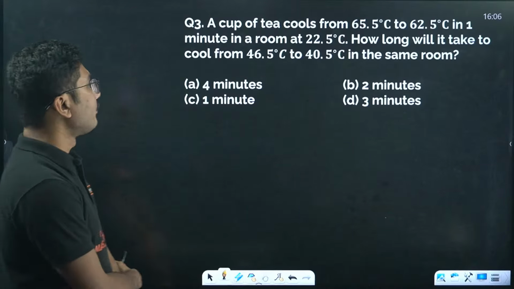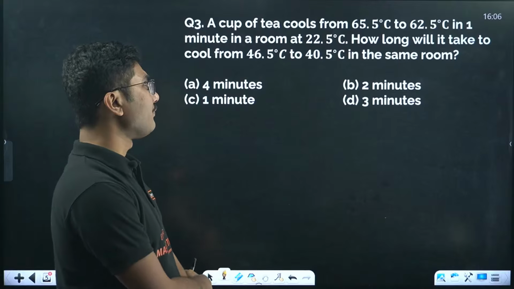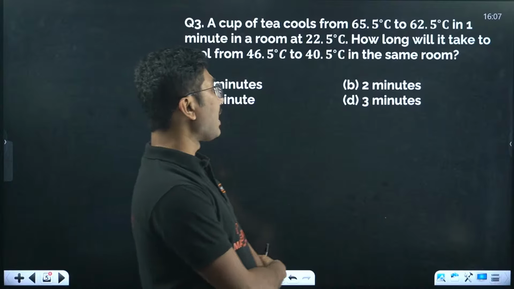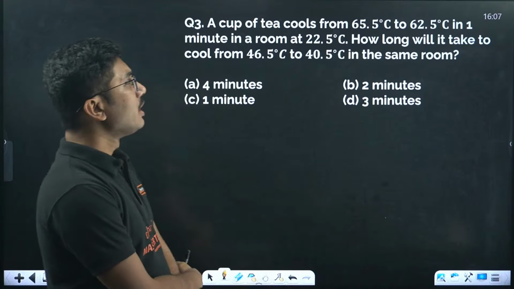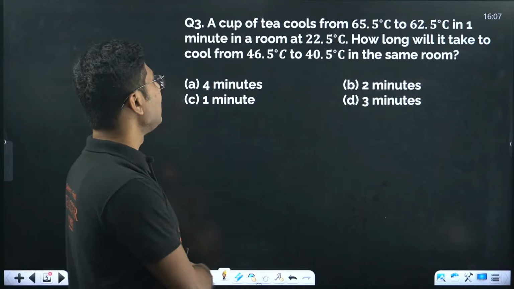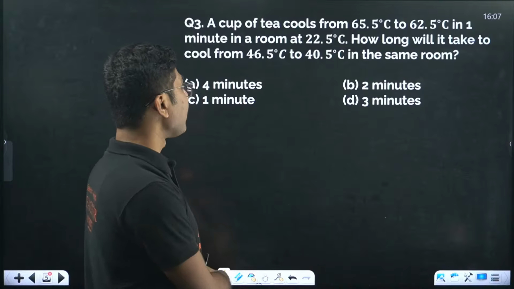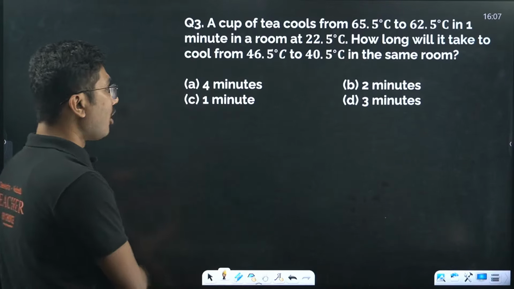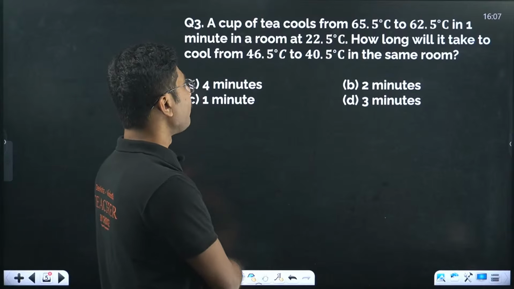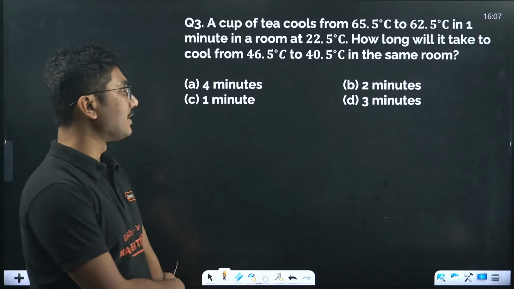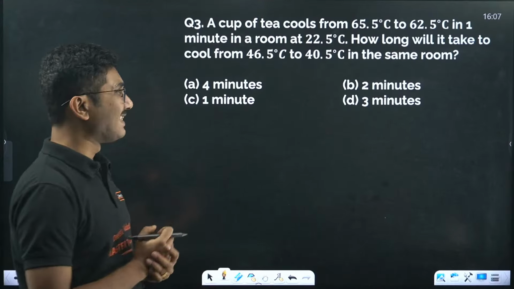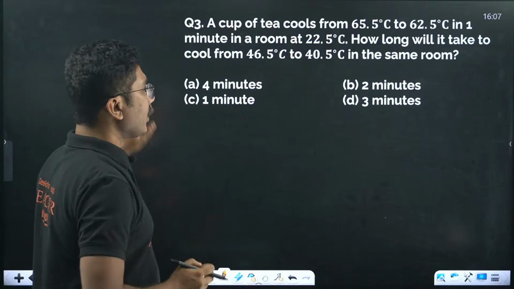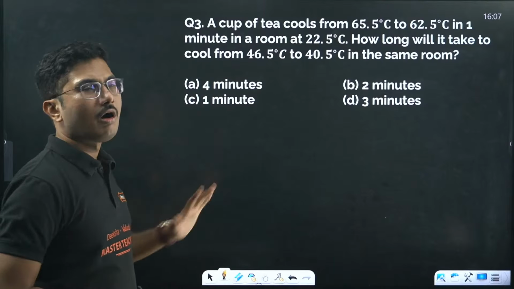A cup of tea cools from 65.5 degrees Celsius to 62.5 degrees Celsius in 1 minute in a room temperature of 22.5 degrees Celsius. How long will it take to cool from 46.5 degrees Celsius to 40.5 degrees Celsius in the same room? Now this is a Newton's law based problem.